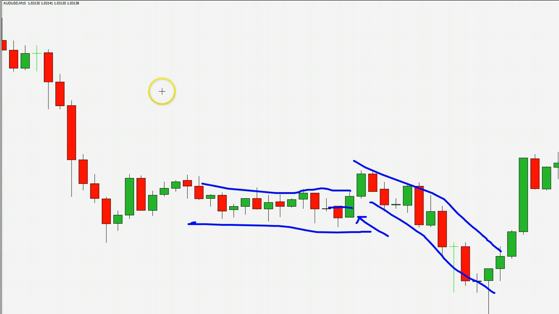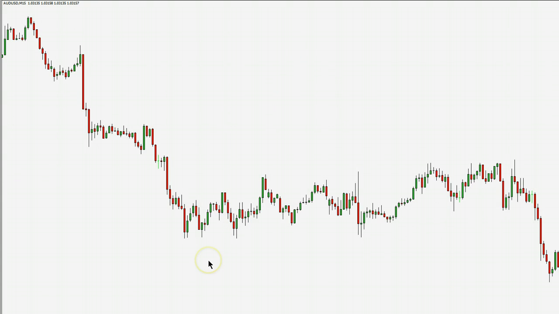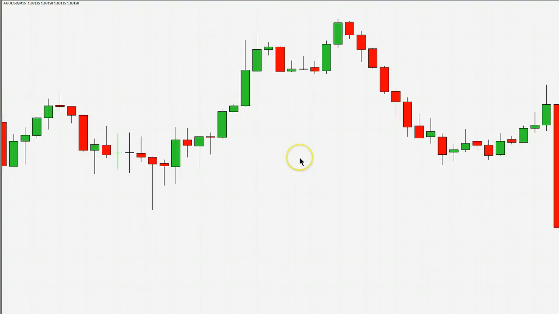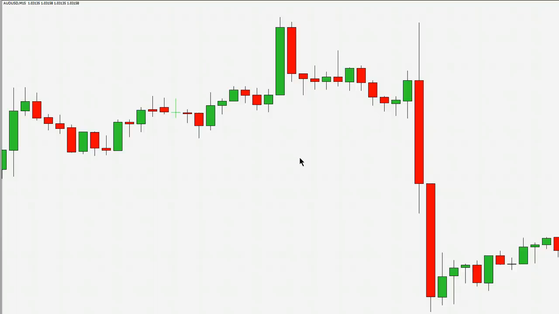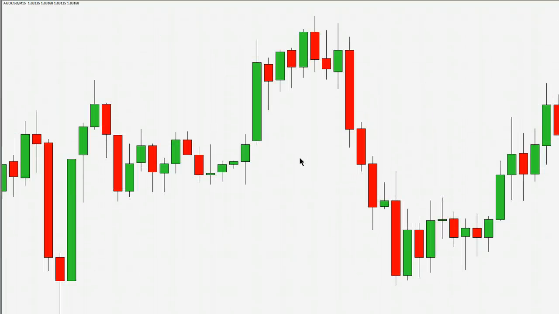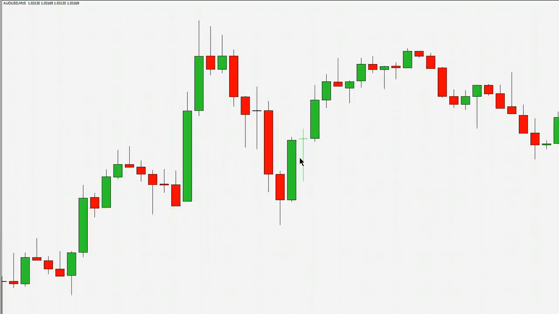I like to look at these engulfing candle patterns when I'm trading. Here's a great example of one. I want to zoom up so I can show you guys exactly what it looks like. Okay, right here. So now we got it locked in.